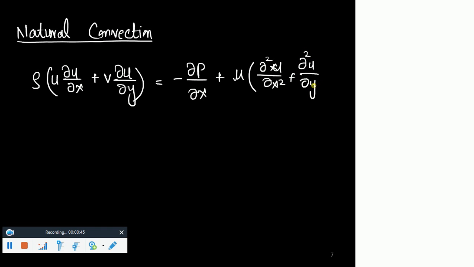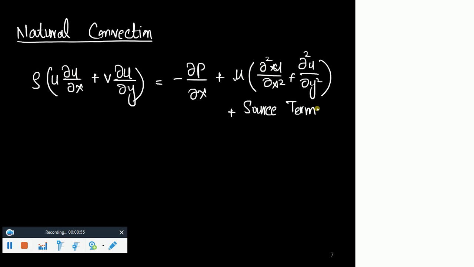u by partial y equals minus partial p by partial x plus mu partial square u by partial x square plus partial square u by partial y square. And there should be a source term as well.